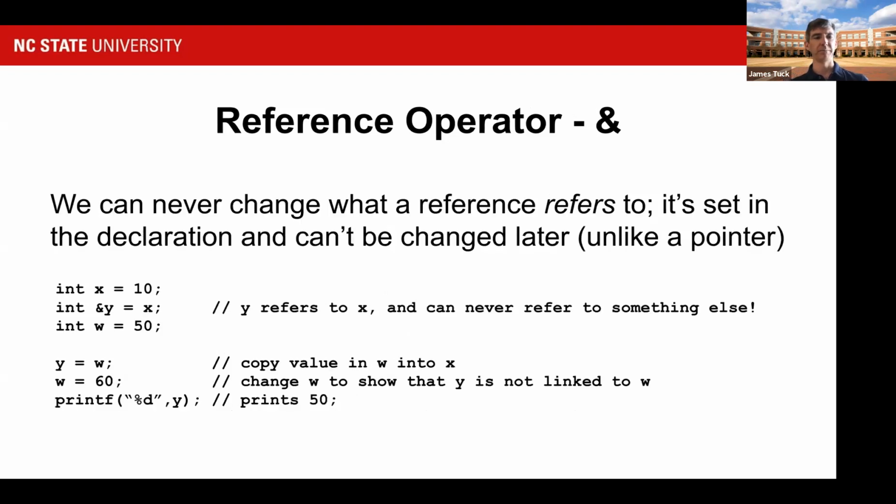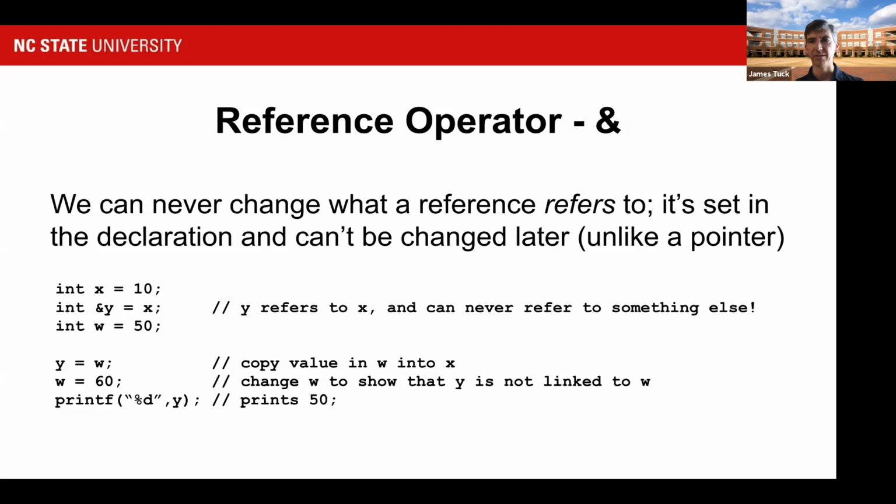Okay, now here's another example. Now, because we set the reference operator at declaration, you can never change what a reference refers to. Now, this is the part that C programmers often get confused about. They think of it like a pointer, and so they think they can change what y is referring to, but you can't ever, right? Once y has been linked to x, and once y refers to x, it can never be made to refer to anything else. Right, so in this code, I'm setting x to 10, y is referring to x, and then I set w equal to 50. Okay, here I say y equals w.